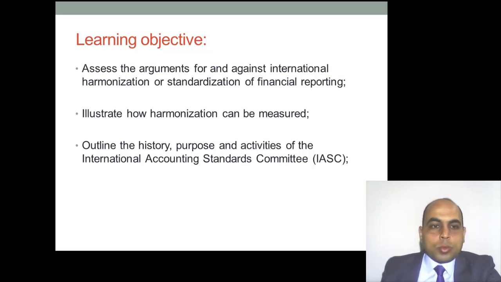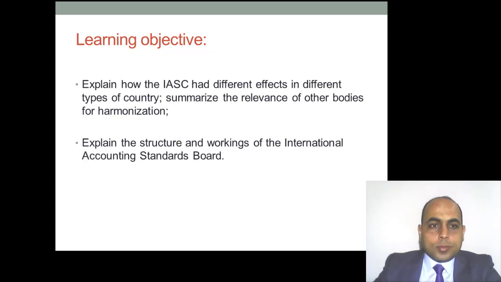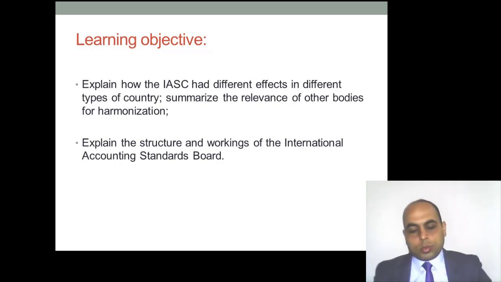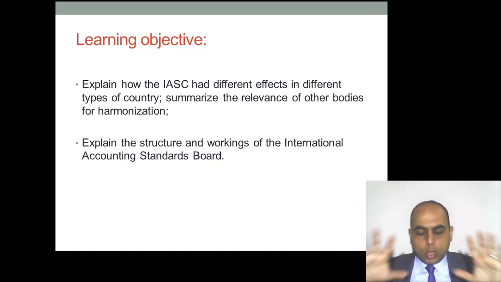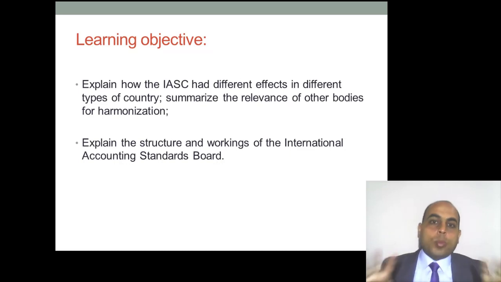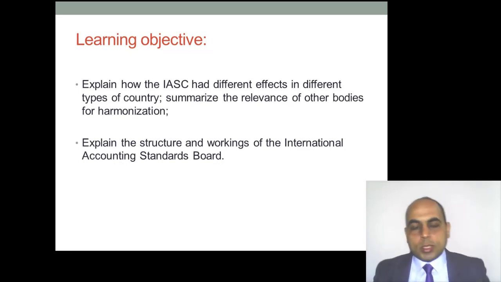And objective number 2, we will discuss the purpose and the history of the International Accounting Standard Committee to understand the process of setting the international standards. In section 3, we will explain the structure and working of the International Accounting Standard. So first of all, we will start to learn together what's the importance of harmonization.